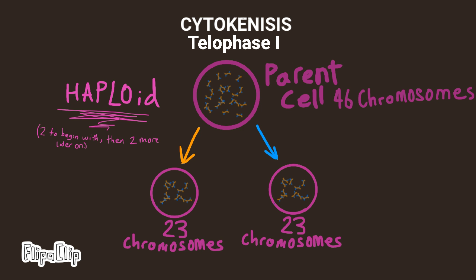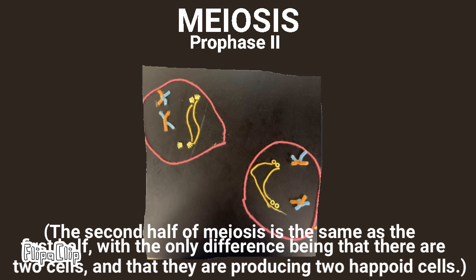During prophase 2, it is seemingly the same as prophase in mitosis. The nucleus and nucleolus disappear, the chromosomes condense, and the spindle fibers form once again.